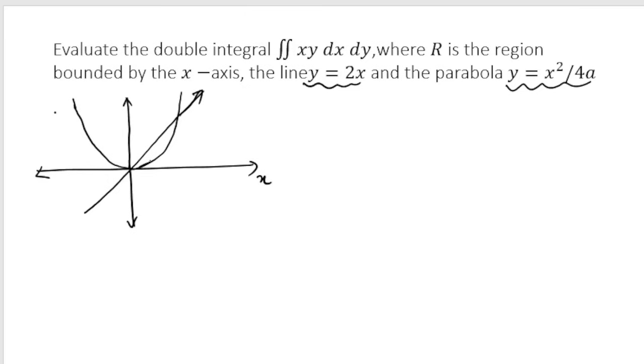I hope you know this. There are two kinds of parabola. So one is y is equal to x square by 4a. If I write x is equal to y square, so this parabola will be like this, symmetrical about x-axis. Now, let me read the question again. Evaluate the double integral over the region R, where R is the region... I mean, it is missing here. So basically, it will be something written like this. So evaluate the double integral over the region R, dx dy, where R is the region bounded by x-axis, the line y is equal to 2x and the parabola.